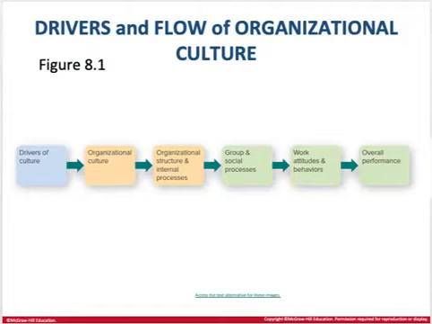This graph shows how culture and structure mutually influence each other. So this graph helps to show how both culture and structure mutually influence each other. The drivers of culture influence the organizational culture, which influences the structure and the internal processes that are created because of the organizational culture. Then we have the social and group processes and the attitudes and work behaviors, and then finally the overall performance. And we'll talk a little bit about some of these in the lecture.